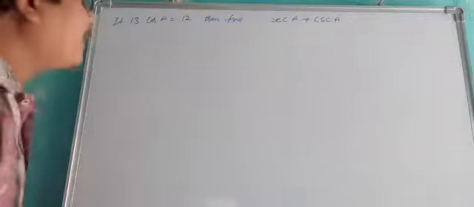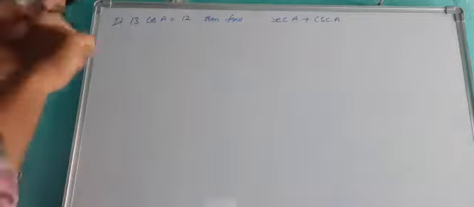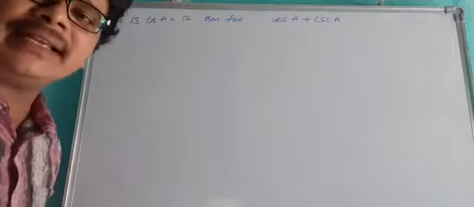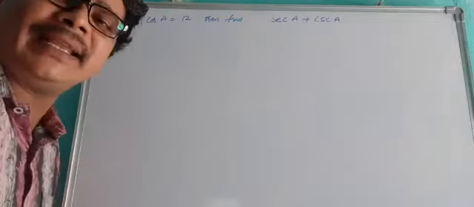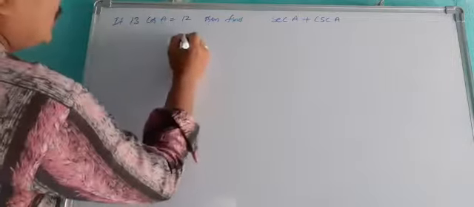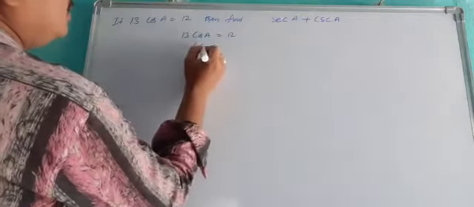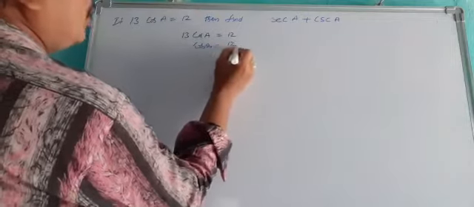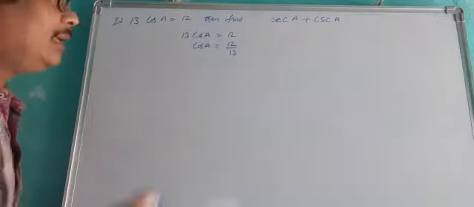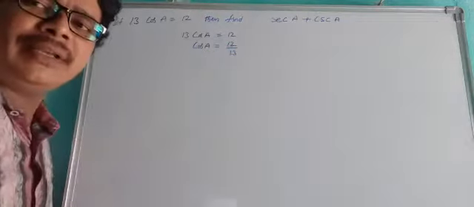The next one: 13 cos A equal to 12. Then find secant A plus cosecant A. Okay, so 13 cos A is equal to 12. So cos A equal to what? 12 by 13. 13 is multiplication, so transposition makes it division.